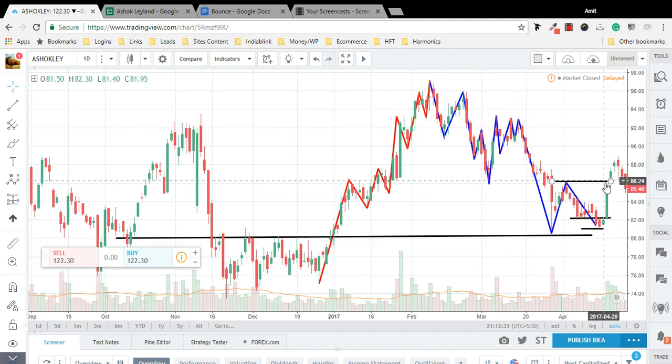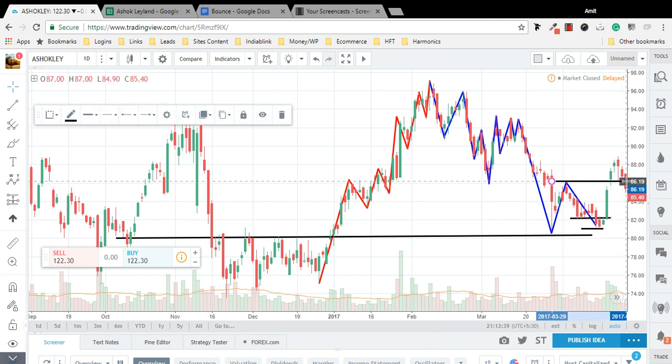Okay, we're out of our trade, so our stop loss hit at this level. Let's see how much we have made. We entered here at 82 and we exited at 86.2. So we made 4 points and that is 28,000 for you guys.